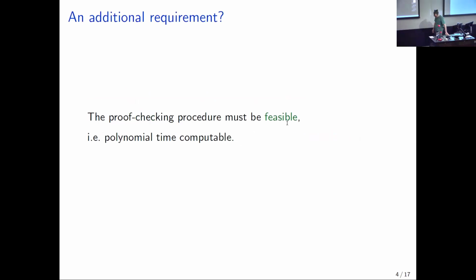In this talk, basically I want to say we shouldn't add this further requirement. The additional requirement that you see in some places in the literature is that this proof checking decision procedure must not simply be an effective procedure or a mechanical procedure, which is what I was assuming when I called it a decision procedure. It must also be feasible, which is normally taken to mean polynomial time.